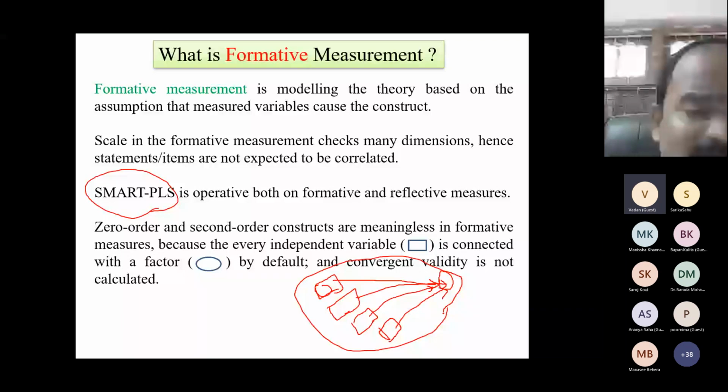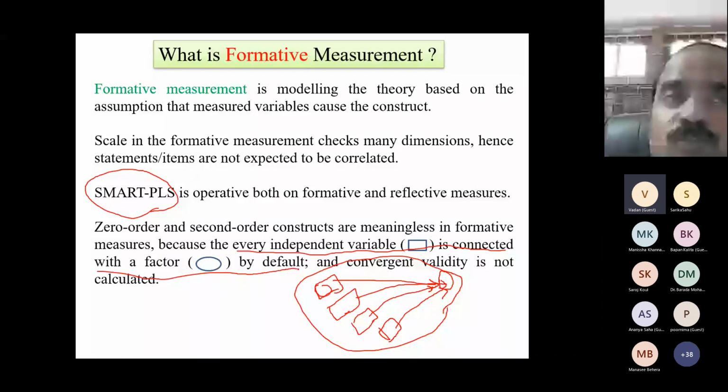So that is exactly the reason I have done it here. I have written, look at here. Every independent variable is connected to the factor, which is oval-shaped by default. That means the way we do it in AMOS one by one, here it will be taken directly. And the arrow mark will be directed from the indicator to the latent variable.